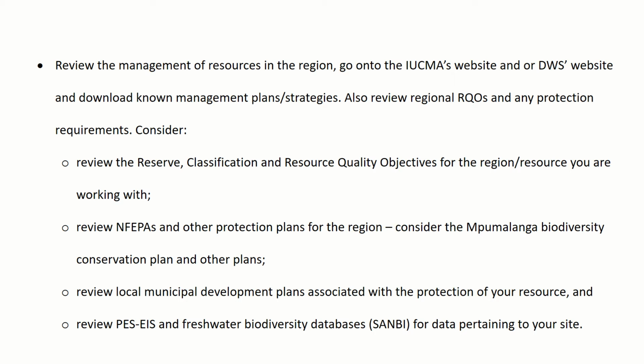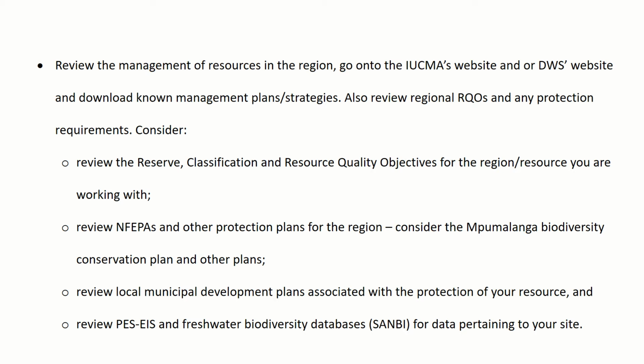Review the management of the resources in the region. Here you've got to go to the IUCMA's website and to Department of Water and Sanitation's website and download all known management plans or strategies. Review regional RQOs and any protection requirements. That means you've got to consider the Environmental Management Act and or Mpumalanga Parks and Tourism. Okay. Review the reserve. There's a reserve for the area.